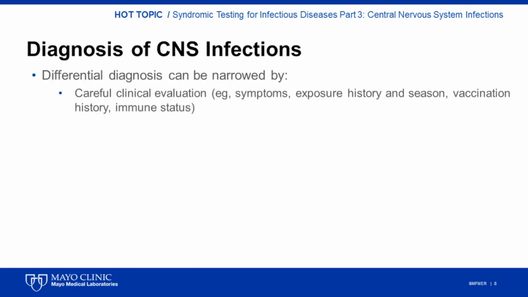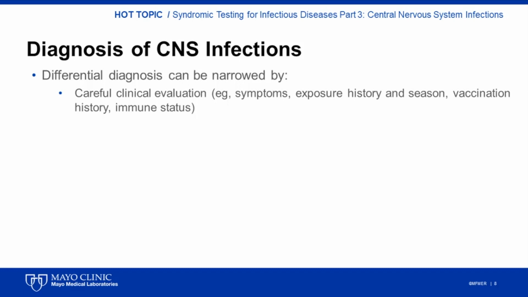When considering infectious causes of CNS disease, a differential diagnosis can be established by considering patient presentation, including their symptoms, exposure history, and season of onset, their vaccination history, and importantly, their immune status.